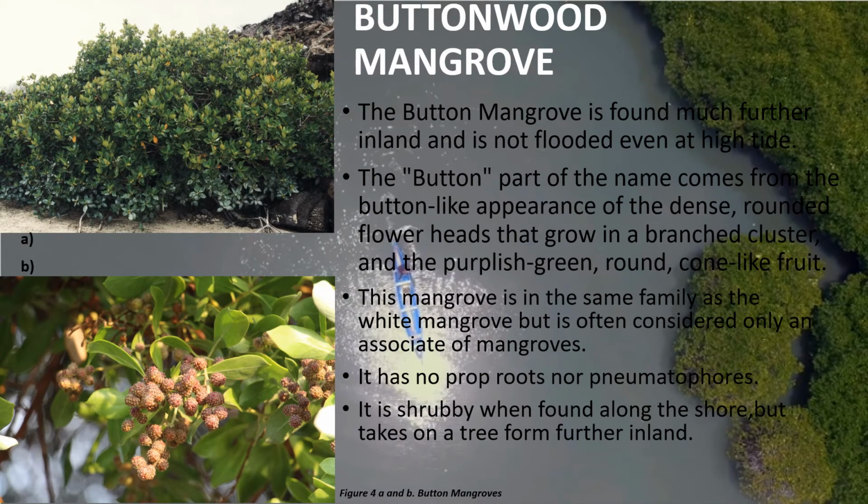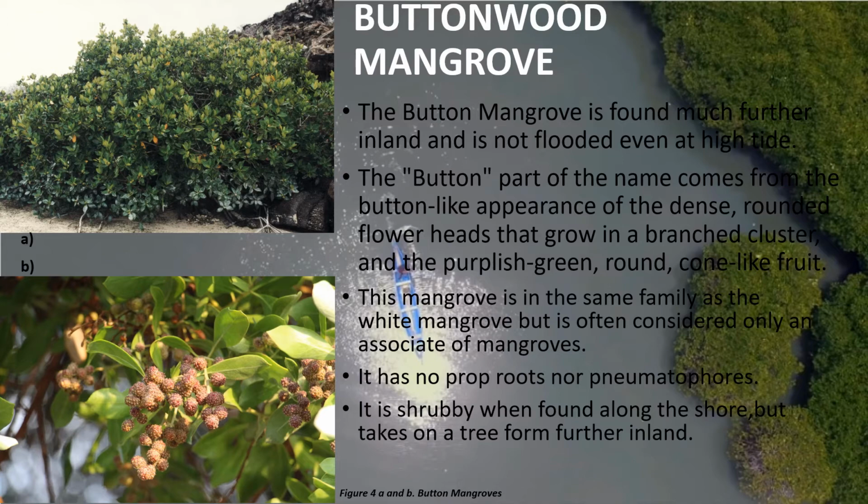Now we look at button mangroves. These are found much further inland and is not flooded, not even at high tide. Here we see a big difference again. This type of mangrove is found further inland and does not get flooded by high tide.